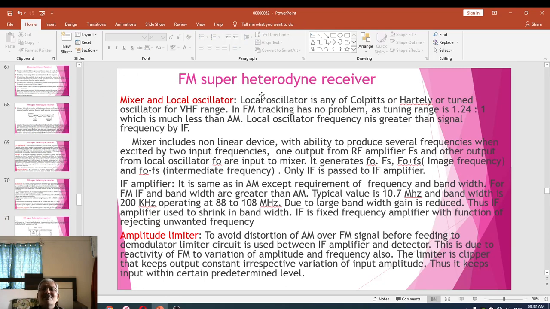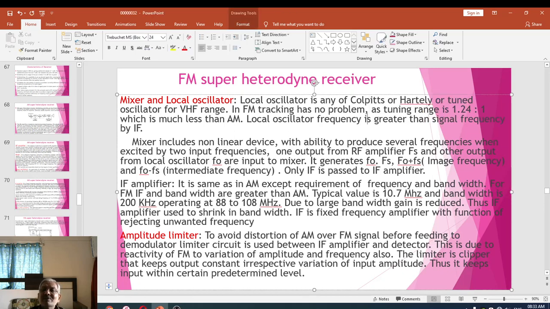Now the next stage is the mixer stage and local oscillator combinedly, which we are going to study. Local oscillator is any of the Colpitts, Hartley or tuned oscillator for a VHF range. In FM, tracking has no problem as the tuning range is 1.24 to 1, which is much less than in AM. Local oscillator frequency is greater than the signal frequency by IF, which we already studied.